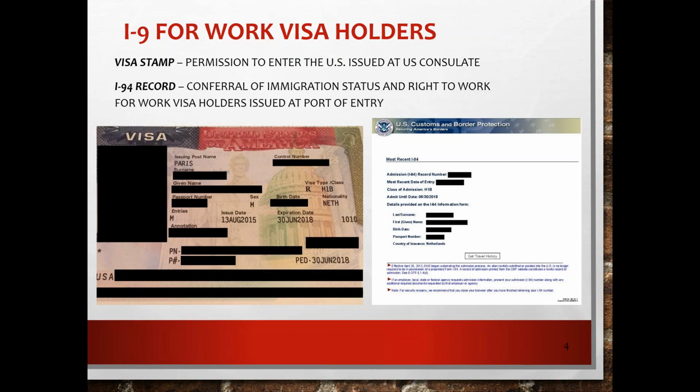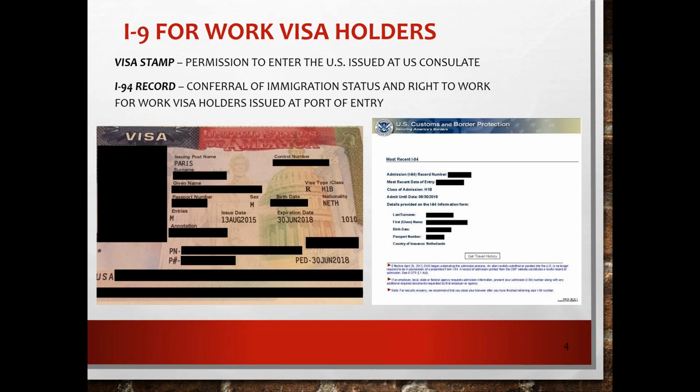So if we step through this document, you'll see that the first data point that's blacked out there is the admission or I-94 record number, and we're going to use that in a minute. Most recent date of entry, the class of admission is H-1B, and then there is that admit until date, June 30th, 2018, and that's the date that the immigration status and H-1B work authorization for this foreign national expires.